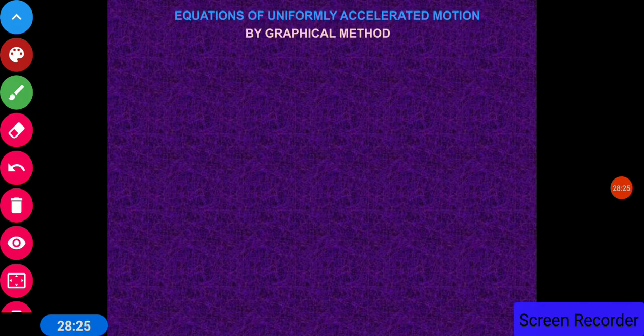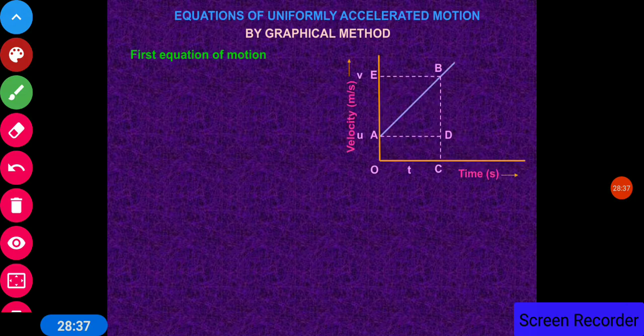The equations of uniformly accelerated motion by graphical method, this you have already studied in class 9 also, but it is in the syllabus for 11th class also, so let us discuss it again. Now first, equation of motion. Let us see the graph, the time axis, velocity axis, and A is the point, means initially the object is not at the origin. At point A, its velocity is u, and at point B, its velocity is v.